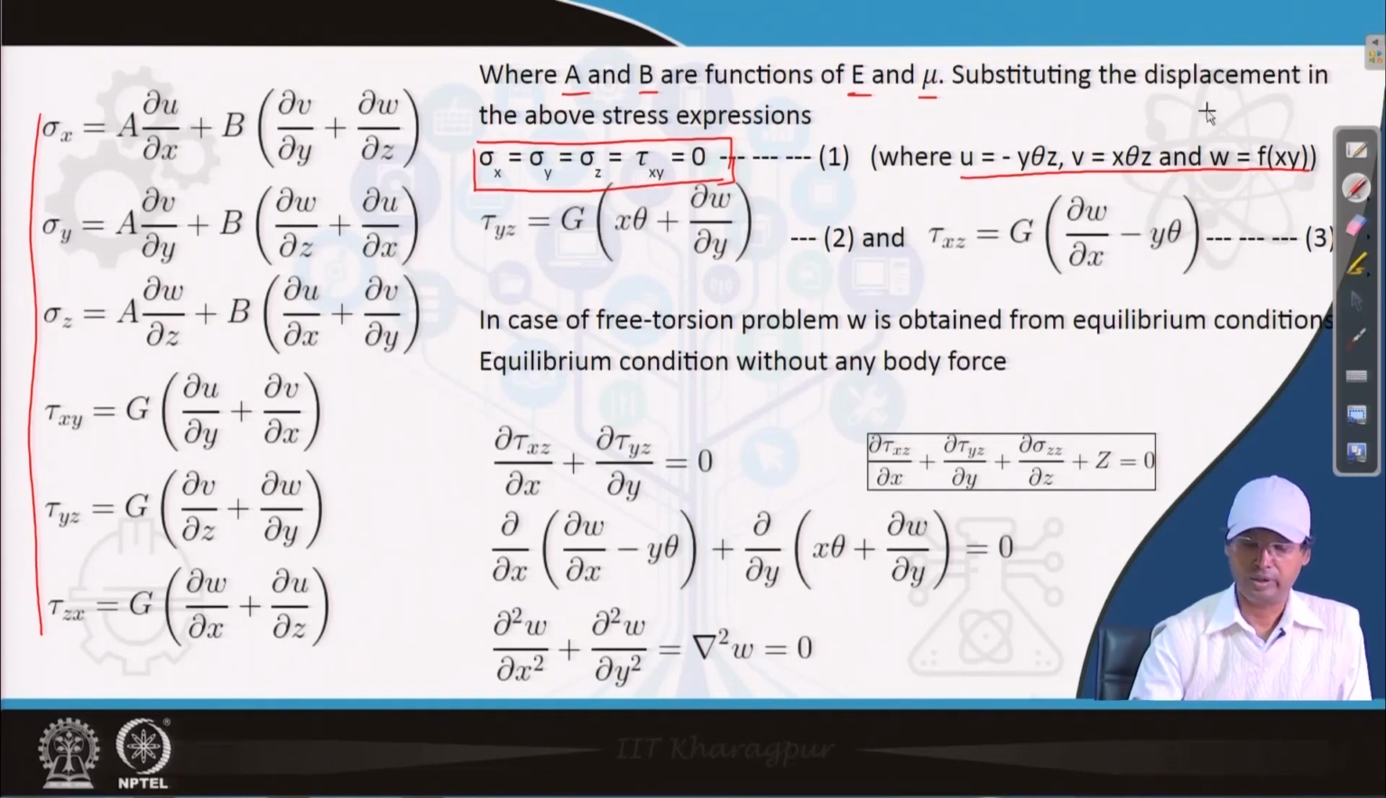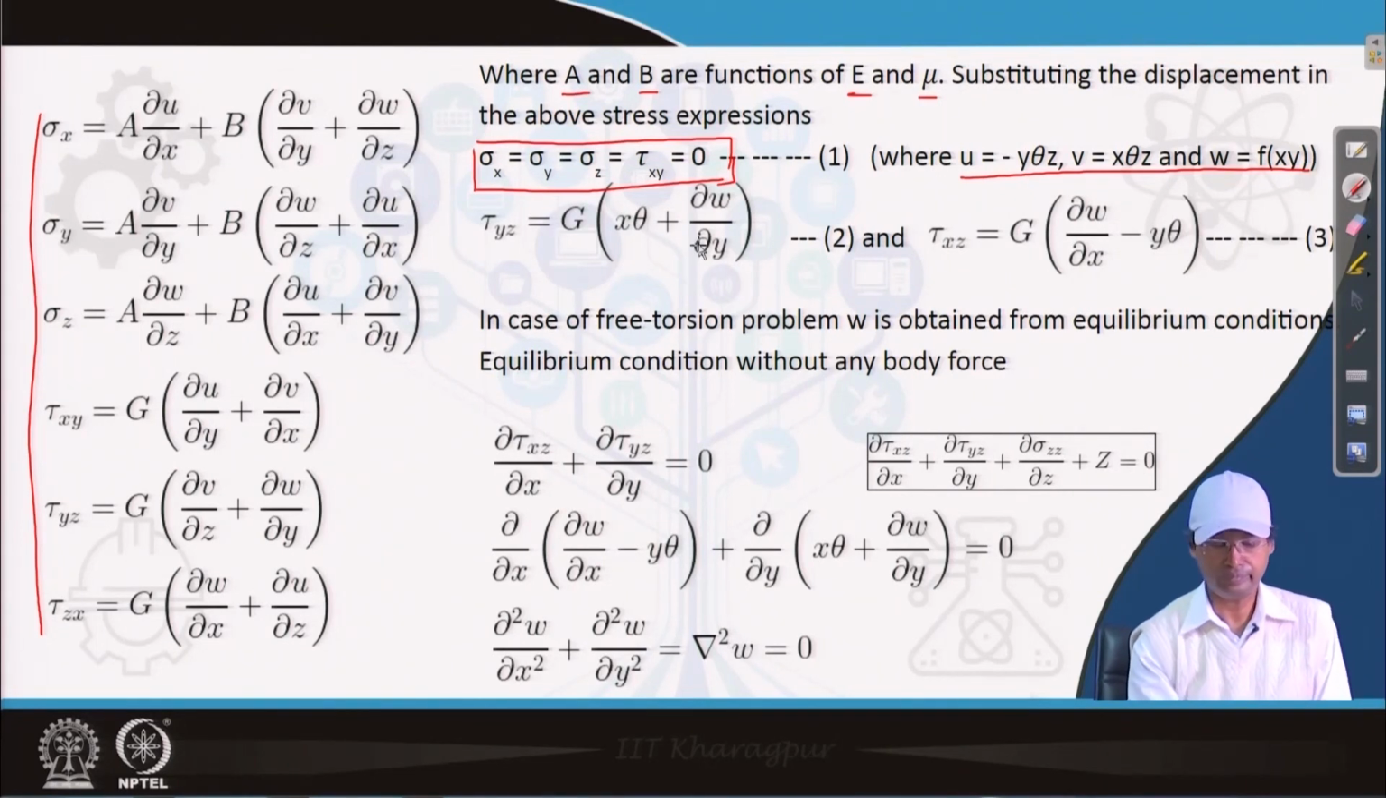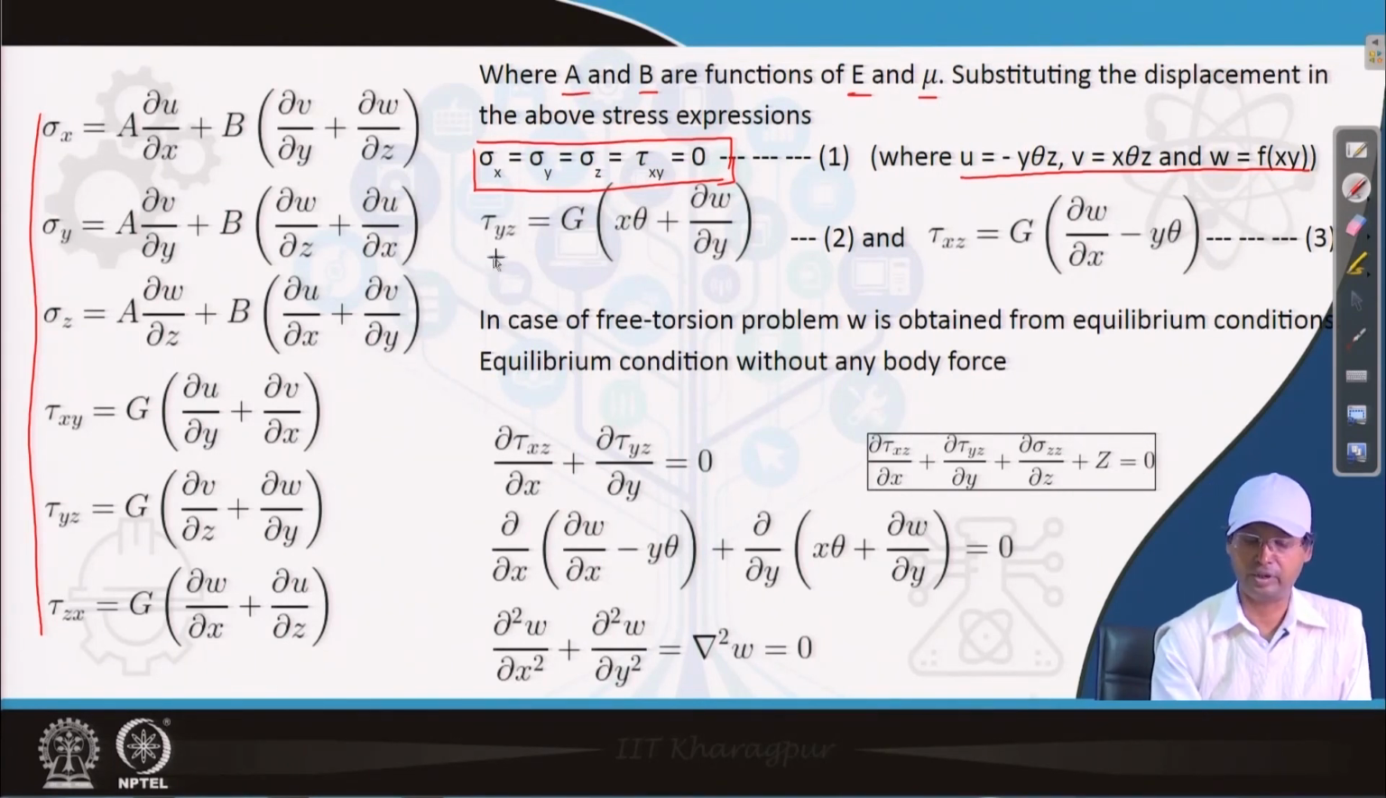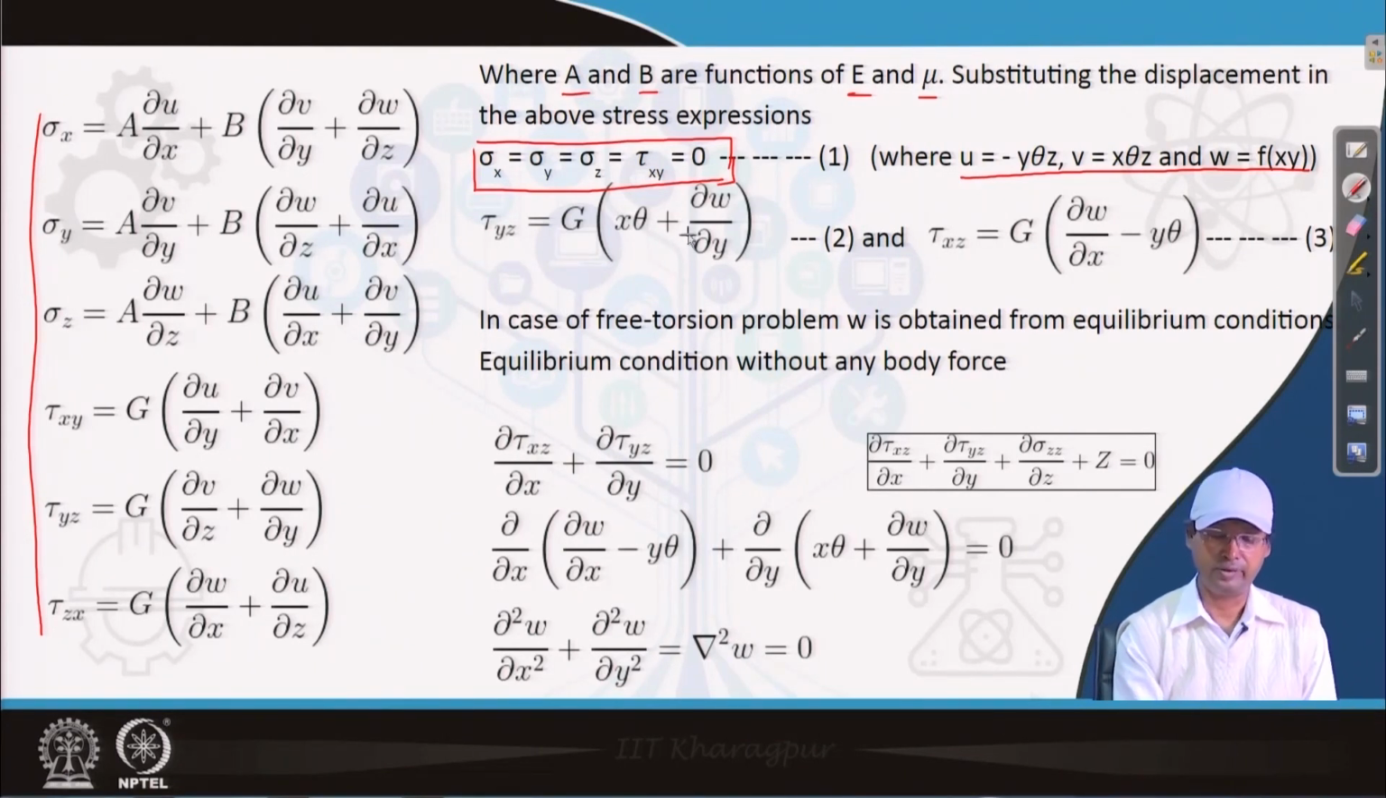It is expressed in terms of E and mu. Then tau y z and tau x z are the 2 remaining stress components, and if we substitute these values here, it is a simple substitution. We get tau y z equals G times x theta plus del w del y, and tau x z is G times del w del x minus y theta. So, 1, 2, 3 are the 3 equations.